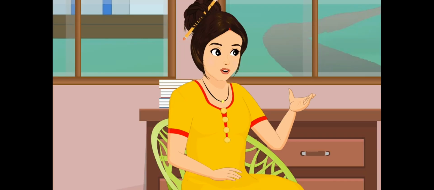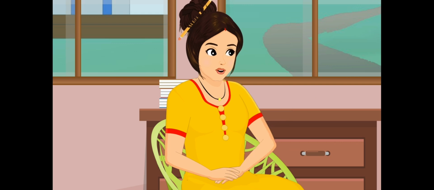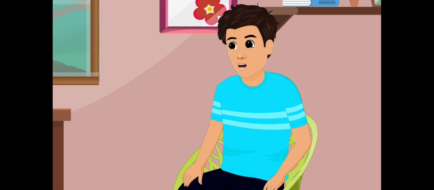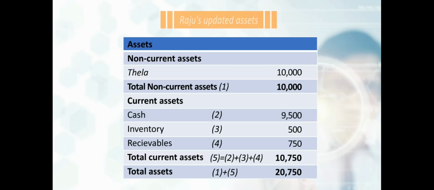Now, let's apply the non-current assets in the case of Raju the Thelawala. Yes, I would like to know how it works. Raju spent rupees 10,000 to buy his thela. This is his business's fixed asset. He does not have any other non-current asset. This is the table of Raju's updated assets as we have discussed earlier. His non-current assets is the same as his current assets.